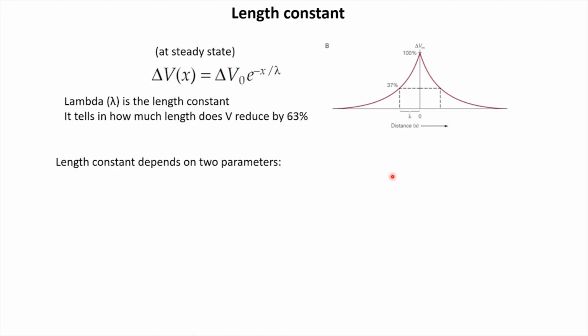How much resistance the current encounters as it is flowing through the membrane, and how much resistance it encounters as it is flowing along the length of the neurite. So we define these two parameters, Rm and Ra. Rm is the membrane resistance per unit length, and Ra is the axial resistance per unit length. So both these resistance values will depend on the length of the neurite that we consider.